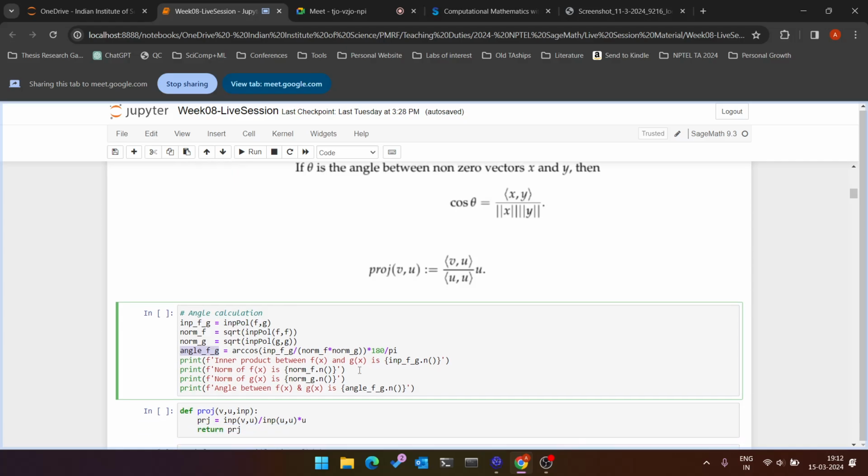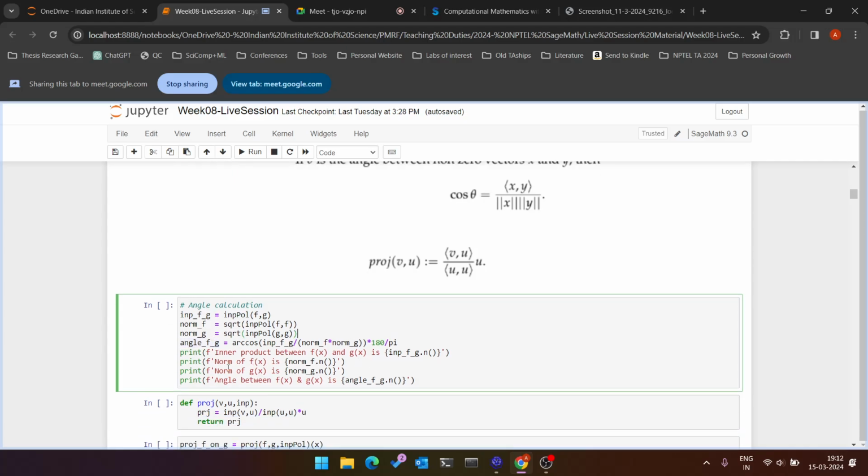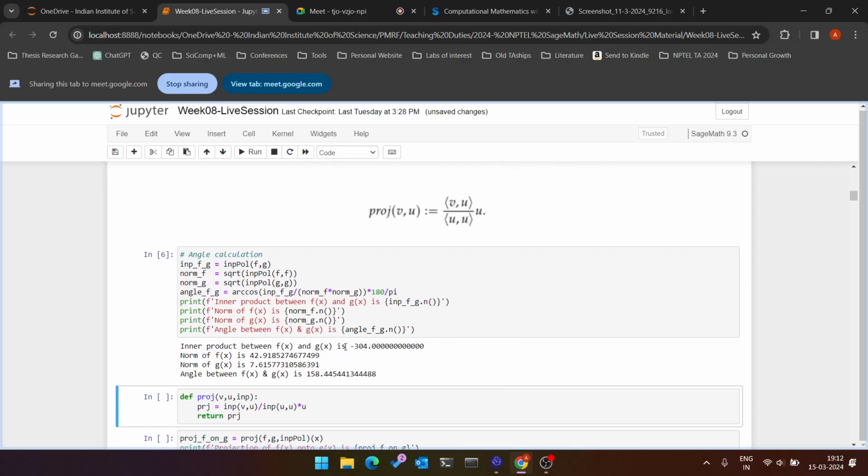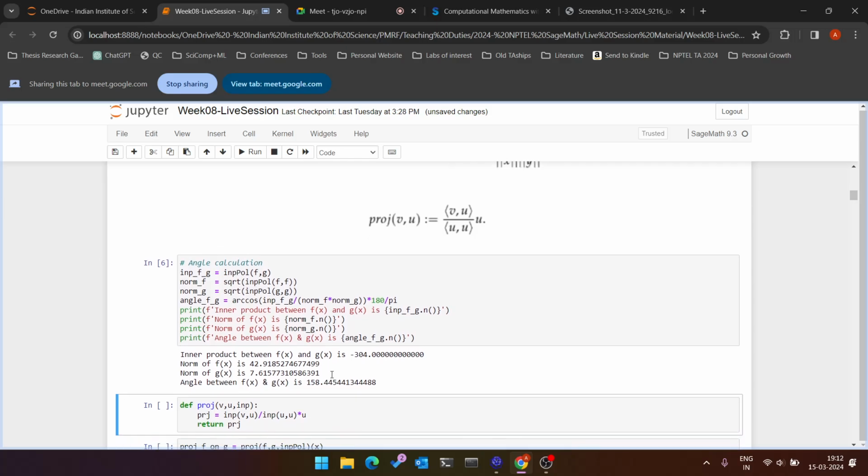degrees. So if I run this command and print all the necessary steps in between, what do I see? I get the inner product as minus 304 and norms as 42.9 and 7.6 respectively, which gives me the angle between f and g to be 158.44 degrees.